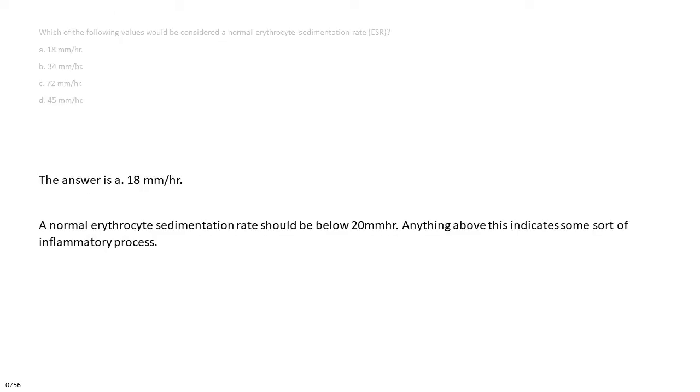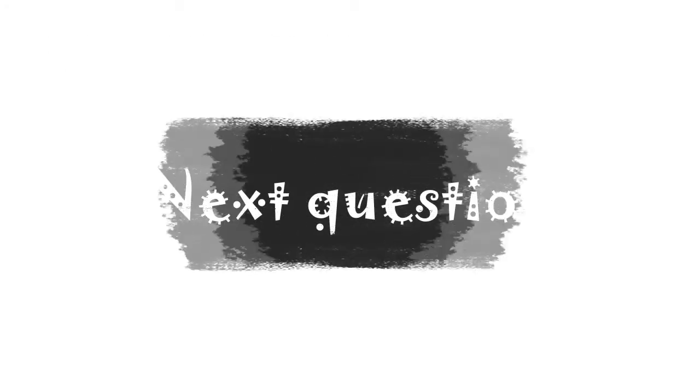The answer is A. 18 mm per hour. A normal erythrocyte sedimentation rate should be below 20 mm per hour. Anything above this indicates some sort of inflammatory process.